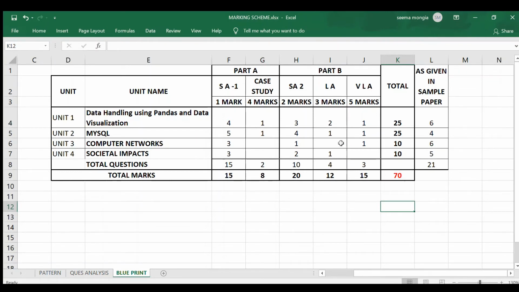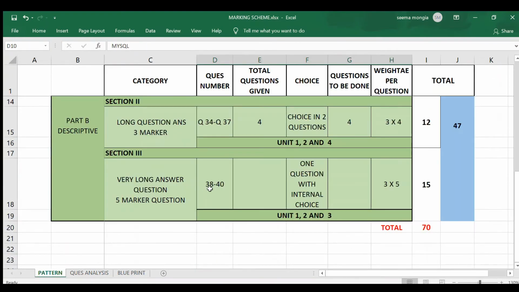So, as per the weightage of CBSE, Unit 1 is of 25 marks, Unit 2 is of 25 marks, Unit 3 Computer Networks is having the weightage of 10 marks, and Unit 4 Societal Impacts is again having the weightage of 10 marks. Let me start from the 5 marker questions first. We know that there will be 3 questions of 5 marks each in our paper, and I have already discussed with you that the questions are labeled from question number 38 to 40.